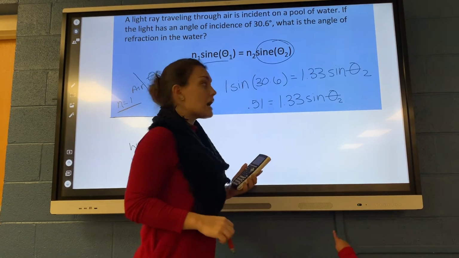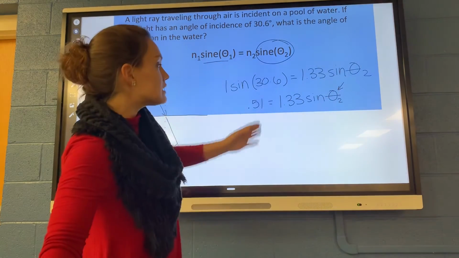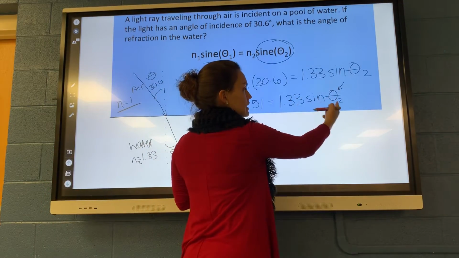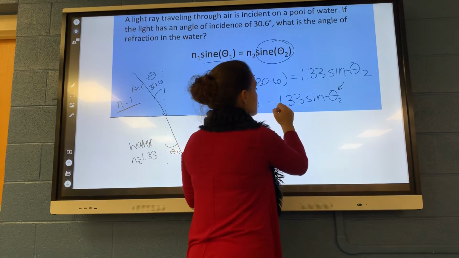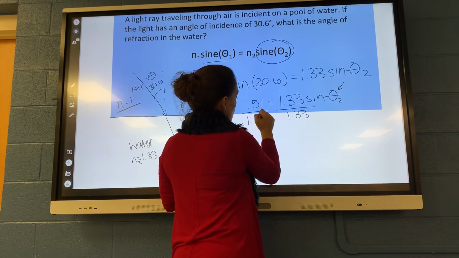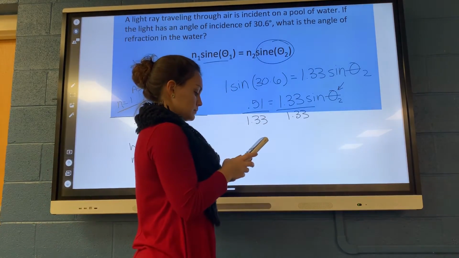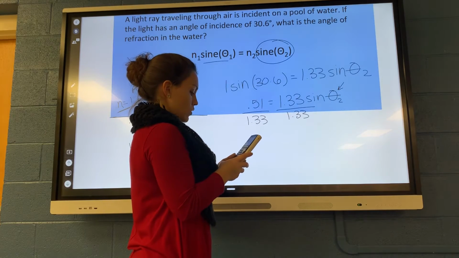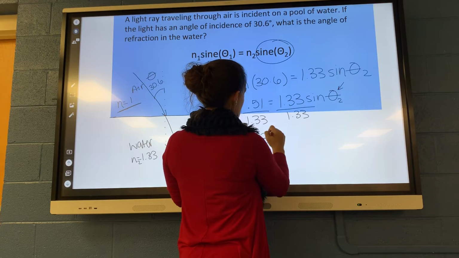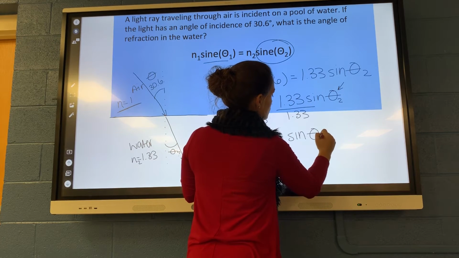All right, I need to solve for this angle right here. So that means I need to move everything else to the other side, right? 1.33 and sine are being multiplied, so I'm going to divide by 1.33 so that I can get the sine by itself. I'm going to take that 0.51 and divide it by 1.33. And I get 0.38 equals the sine of angle 2.